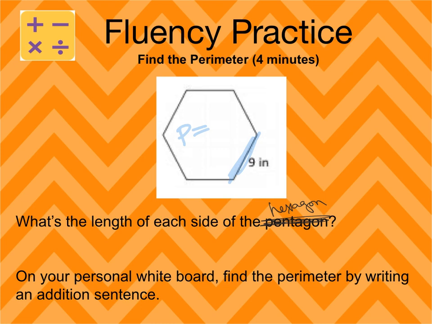Okay, so I would know that a hexagon has 6 sides, so I would write 9 six times, so 9 plus 9 plus 9 plus 9 plus 9 plus 9. Or I could do 1, 2, 3, 4, 5, 6 nines. So it would be 6 times 9 is equal to 54. So my perimeter is equal to 54 inches.